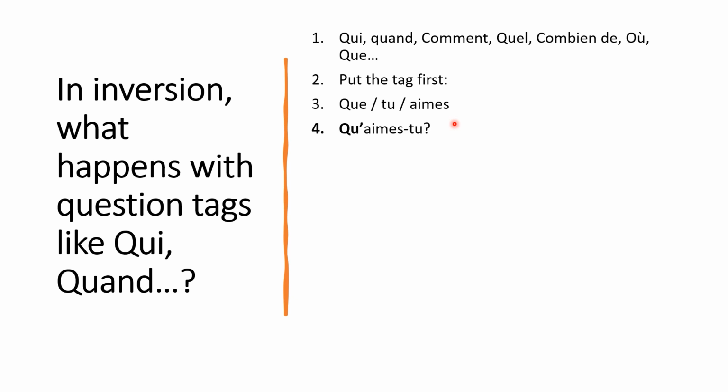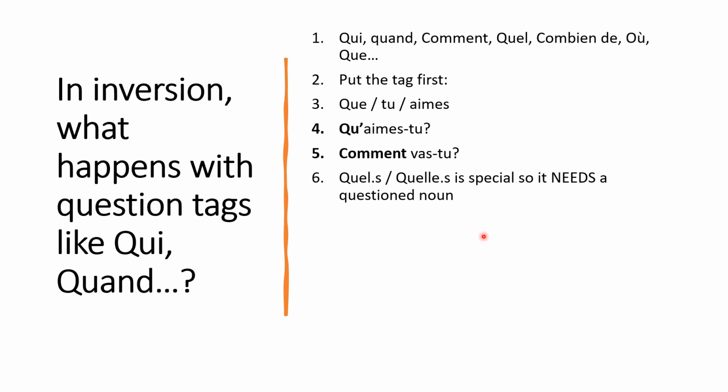So first put que, then put your verb and invert the subject. Okay, qu'aimes-tu? Why qu? Because the e has disappeared because there's a vowel clash. Alright? Comment vas-tu? How are you? Comment vas-tu? How are you going? Comment vas-tu? How are you?